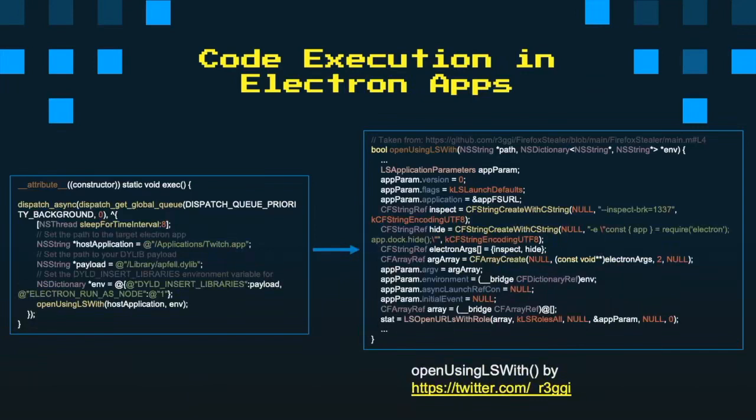And then I would use a function discovered by Reggie to basically launch my application using launch services. I just added arguments for breaking the Electron app, or breaking and starting the debugger, and then also passing in the Electron code to hide the window. We also include the DYLD_INSERT_LIBRARIES environment variable, and we also include the ELECTRON_RUN_AS_NODE environment variable. We pass those on to the LSOpenURLsWithRole function, and that executes our Twitch app.